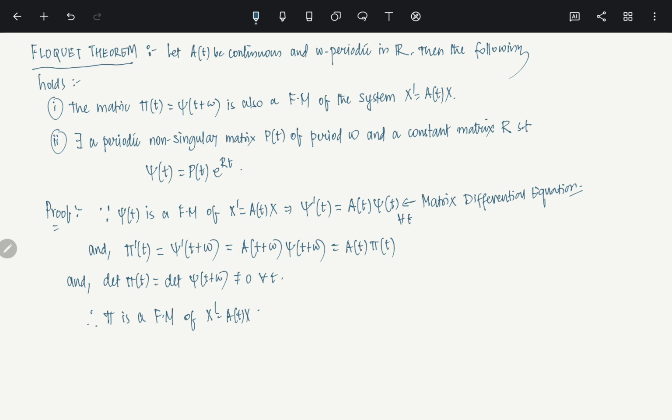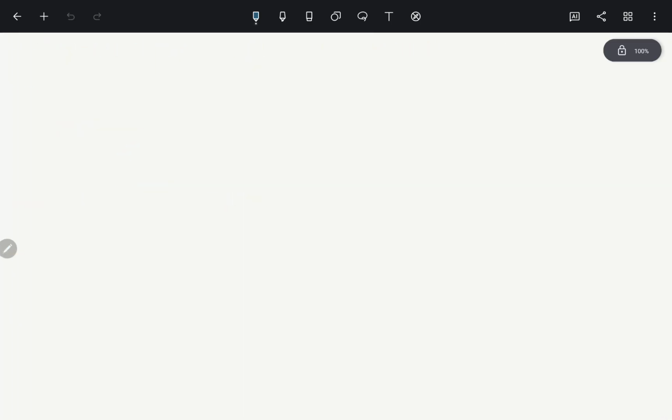Now the second part, and this is the important part. What the second part is saying is that we can actually break the fundamental matrix in terms of a non-singular periodic matrix and then an exponential part. So how do you do something like this? Let's look at it.